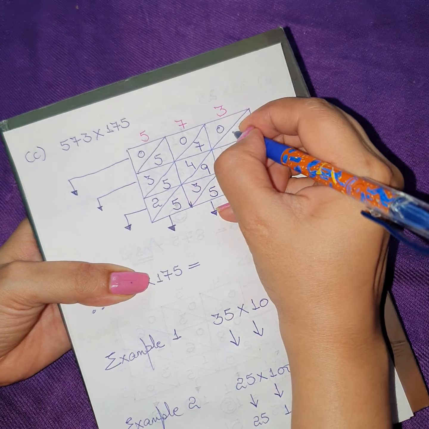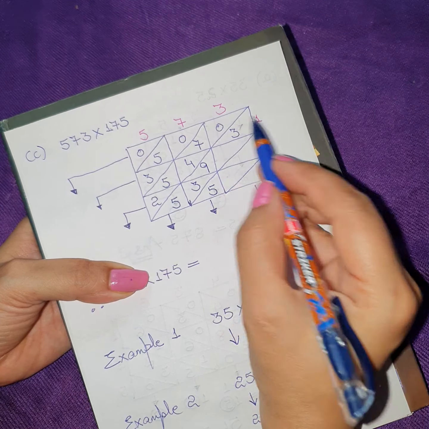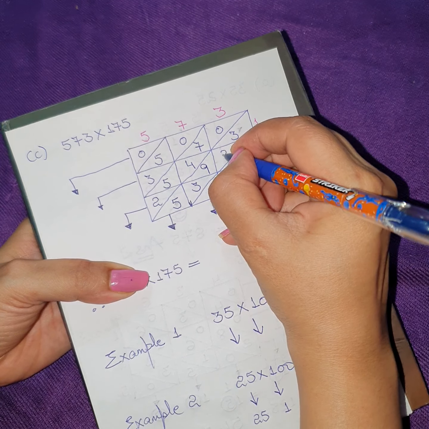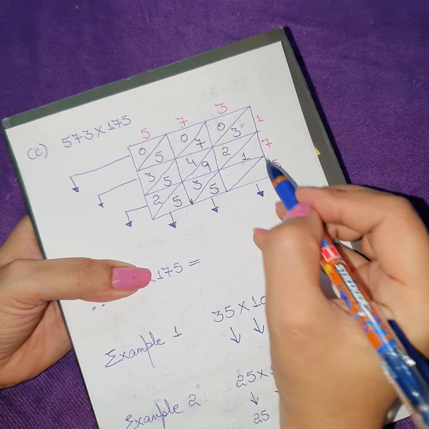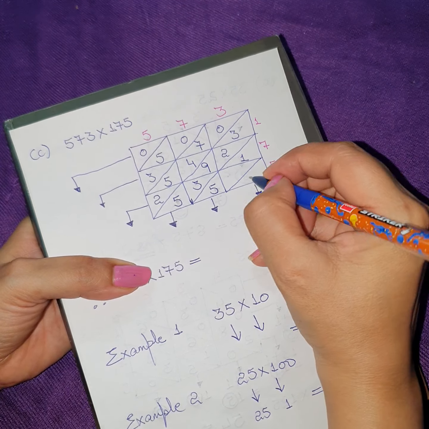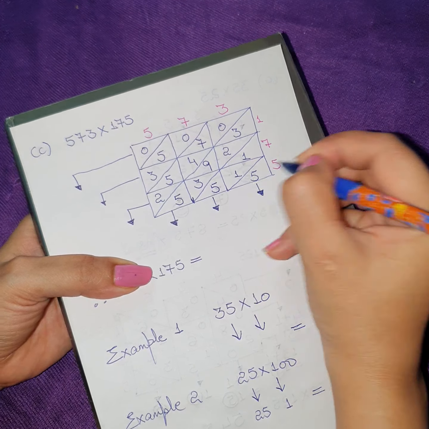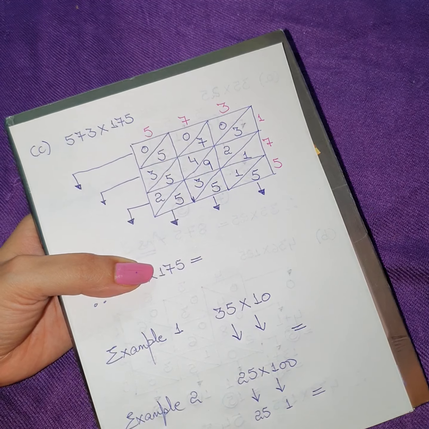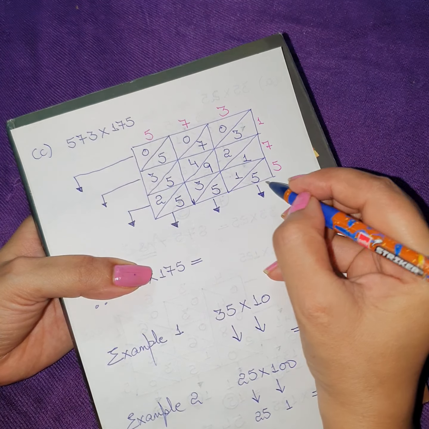3 into 1, single number, 3. So 0 above and 3 below. Then 3 into 7, 21. 2 above, 1 below. 3 into 5, 15. So 1 above and 5 below. Here I have done multiplication of all the numbers. Now I will do totaling part by part.